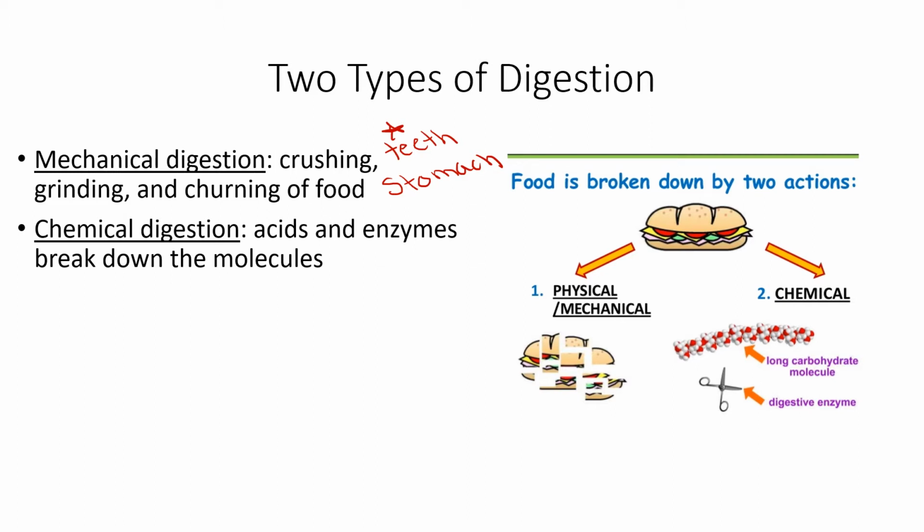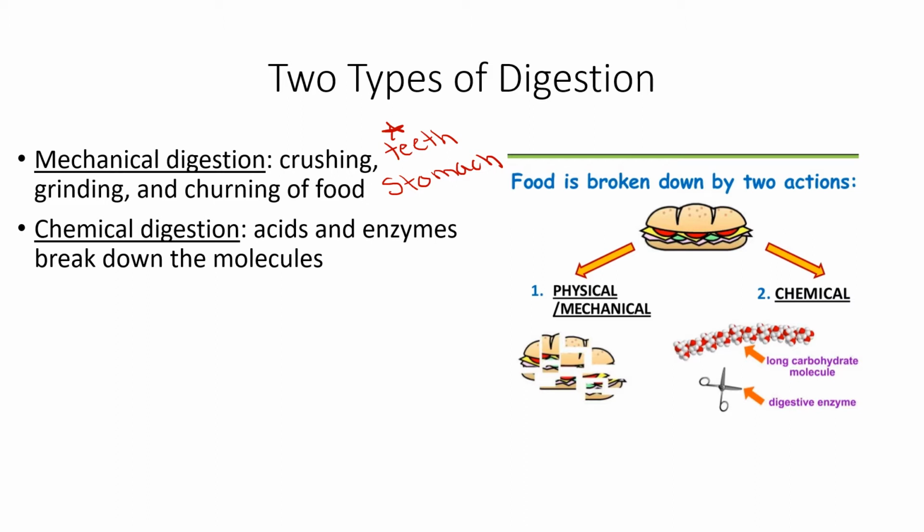Chemical digestion is, as the name implies, going to be through the usage of acids and enzymes to break down the molecular structures of foods. So as you can see from this little diagram over here to the right, it's going to break apart carbohydrate molecules. We're basically just going to slice and dice them up by using acids and enzymes.